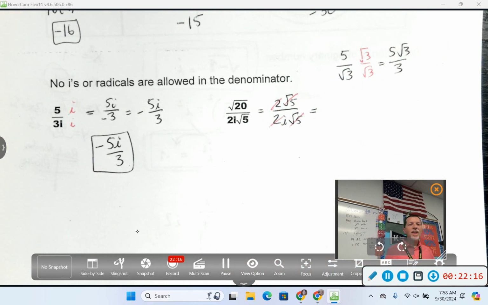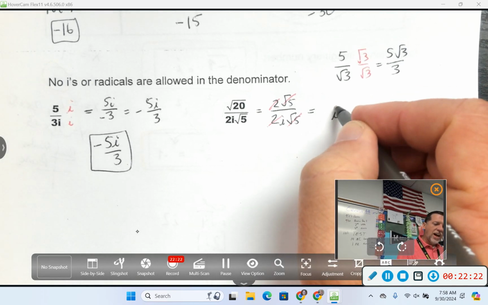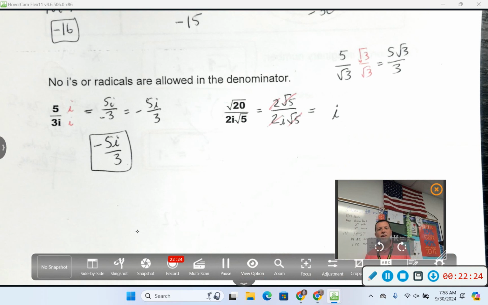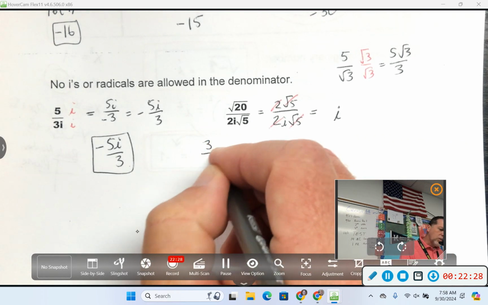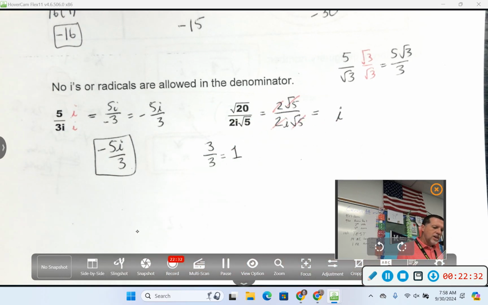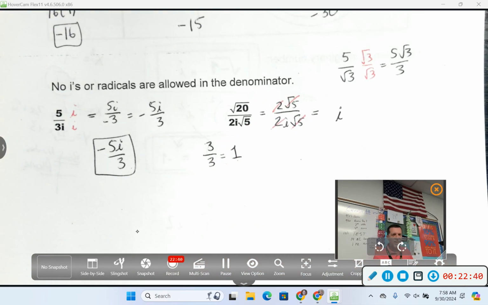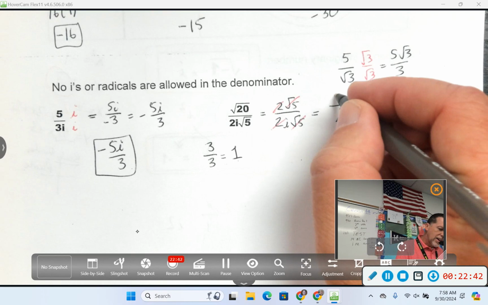What's left? 0i? 1. Well, it's not just i. We know that. That's another favorite mistake, saying 0 over i. What's 3 over 3 equal to? 1. Yeah, 3 divided by 3 is 1. So 3 over 3 doesn't turn into 0. So it's 1 over i.